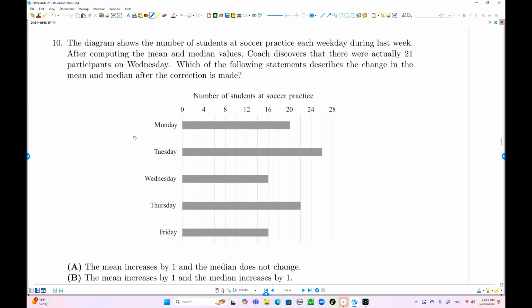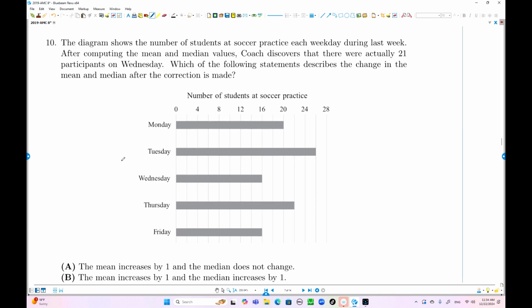Right here we got number 10. So we have a diagram, okay? A 5 day diagram, number of students at soccer practice, 20, right? They joined on Monday. You can write down 20 and 26 and 16. This one is how many? 22. Friday is also 16.